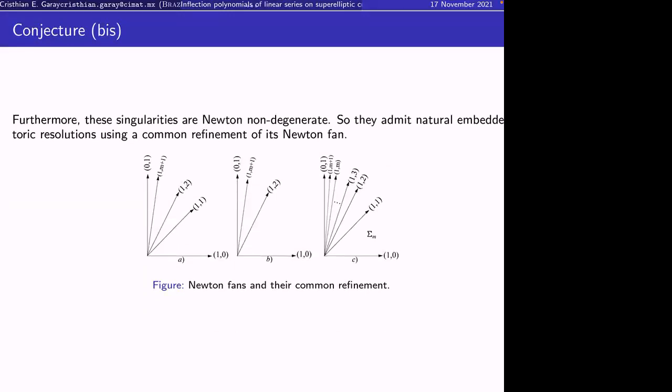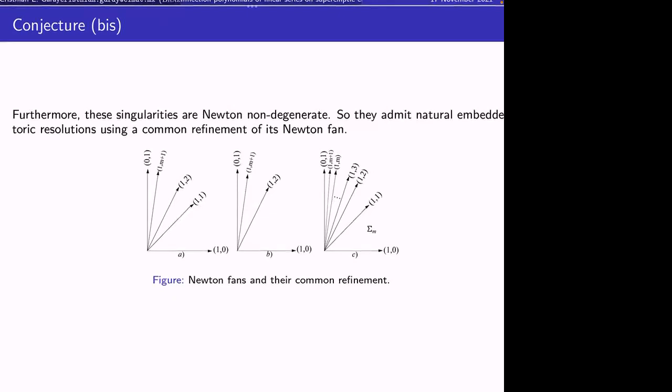And if that's the case, then this is a fan which gives you a toric modification of the affine plane. And if you take the strict transform of your singularity via the pullback of this modification, you solve the singularity. So the strict transform of the singular point becomes torus invariant with normal crossing divisors in this modification. This was to be expected because since we are working in arbitrary characteristic, it is natural to come up with some toric technology to solve these kinds of problems.